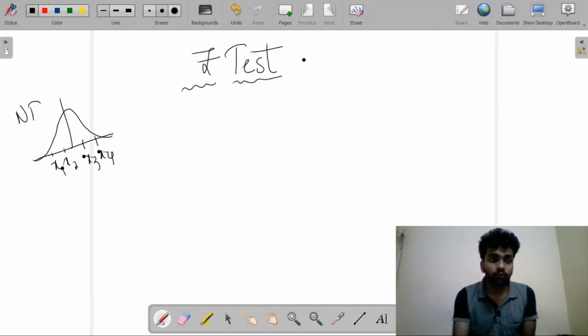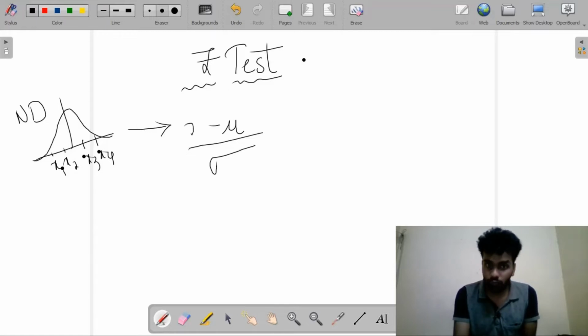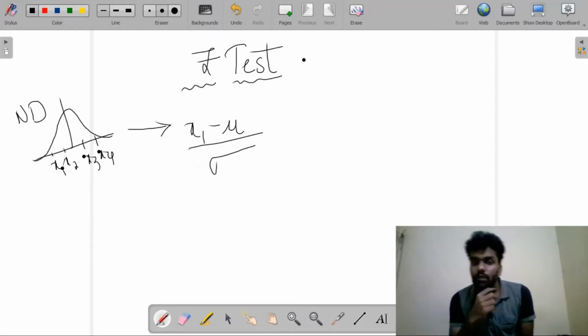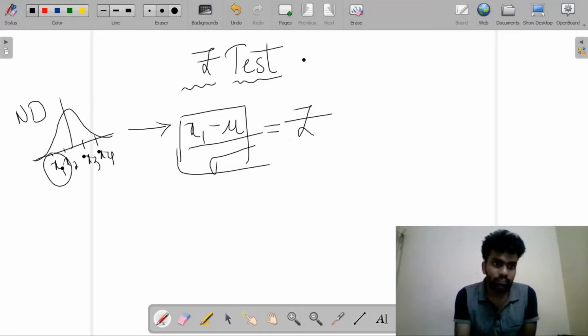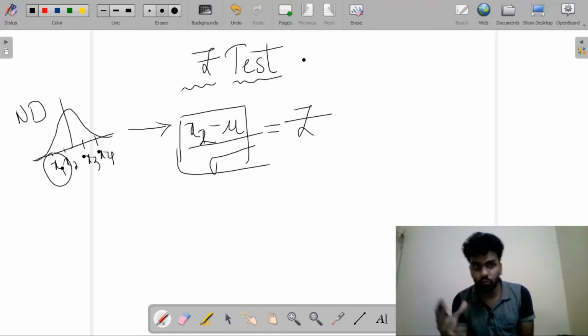When you convert this normal distribution to standard normal distribution, we subtract each point by the mean and divide it by the standard deviation. For example, for x1, we compute x1 minus mu divided by sigma. Similarly for all the other points. This is called the Z score. For x1, this is the Z score. Similarly for x2, x2 minus mu by sigma, that's the Z score. So that's about the Z score. I hope you got it, the Z score.